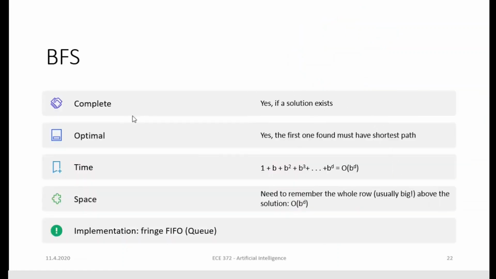Now breadth-first search, is it complete? Yes, if a solution exists. Is it optimal? Yes, the first one found must have the shortest path. The time is exponential. This is the branching factor, and this is the depth, big O of b to the power d. In the worst case, you have to explore all the nodes. Space is the same again. You have to explore all the nodes and put them all in the queue. The shallowest will be in the queue. Implementation, it is going to be a first in, first out queue. So that is breadth-first search.